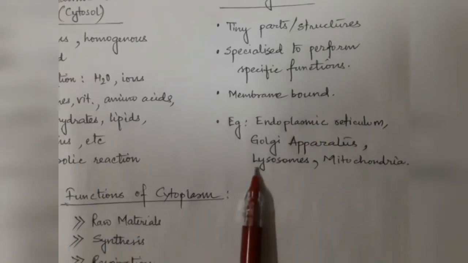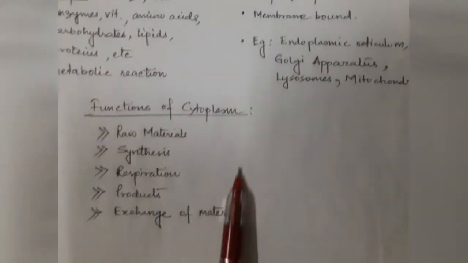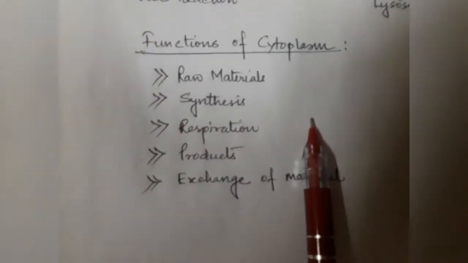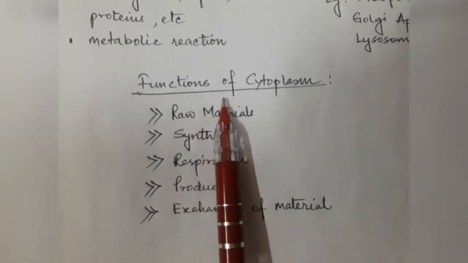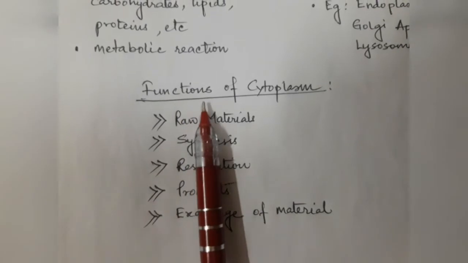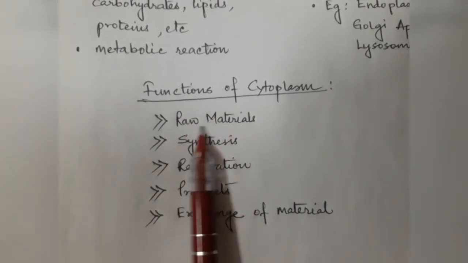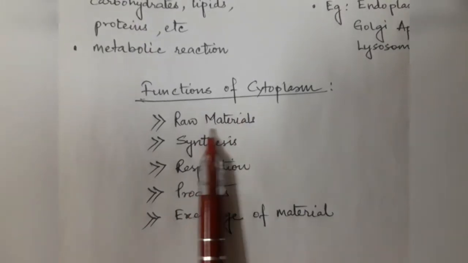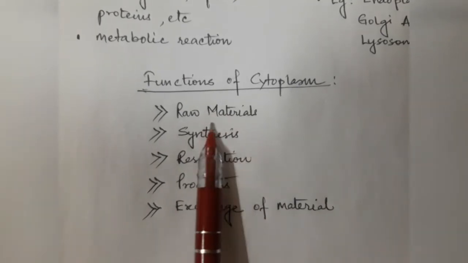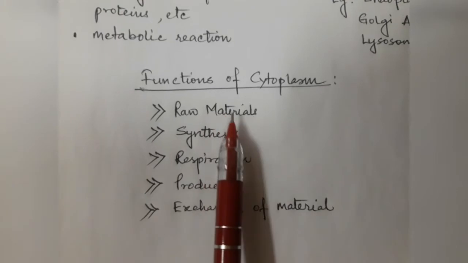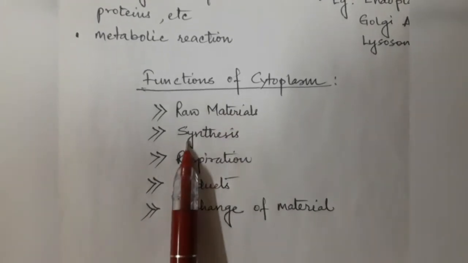So we come to the last part of this discussion, and that is functions of cytoplasm. So one by one we will focus on the cytoplasmic functions, right? So here, first of all, I am talking about raw material. Whatever raw material will be required for any kind of cellular activity will be present in the cytoplasm. Clear?